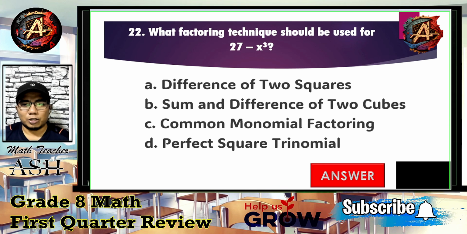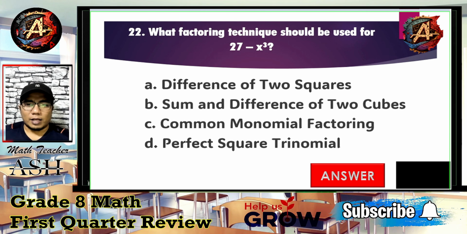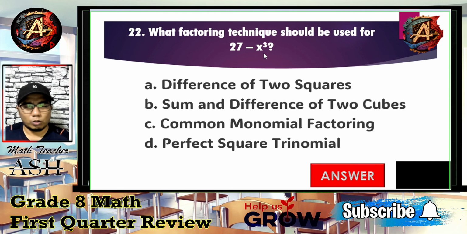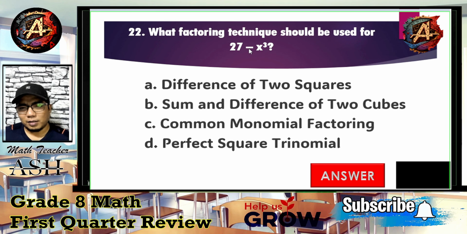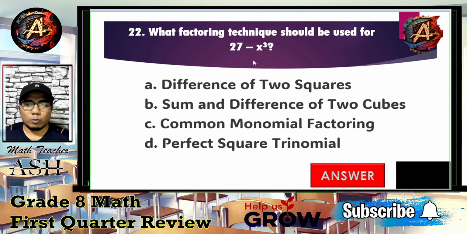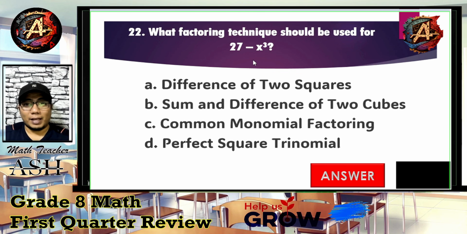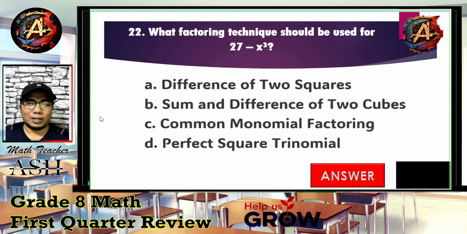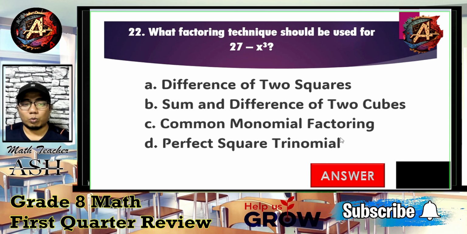Okay, my dear math learners, in this scenario, as you can see here, 27 is a perfect cube. x cubed is also a perfect cube. So, since we have a binomial here, and it is in cube form, then we can apply the sum and difference of two cubes. That is letter B. Let's check whether we are correct.